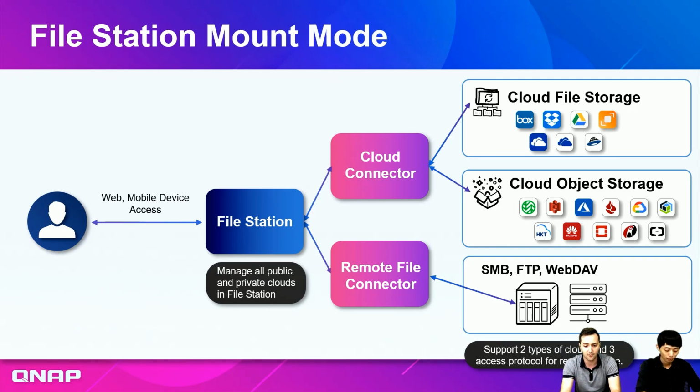And it supports two types of cloud services, as mentioned already, and the three access protocols for the remote file connector, as we said. So it goes with this hierarchy on the cloud connector and the remote file connector, depending on which one you want to choose, which path you want to choose. And also you can have a connection from all of them in central management in the File Station.